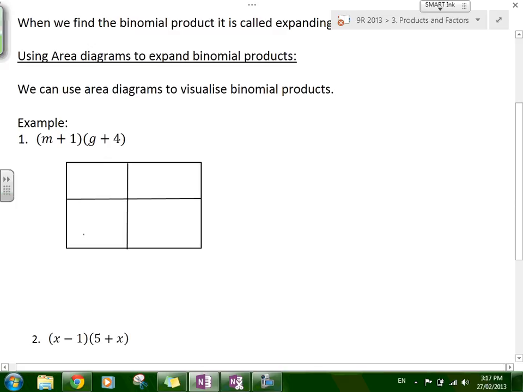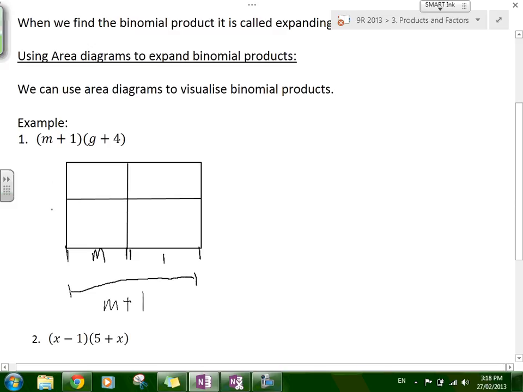If I have a look at this rectangle, it's divided into four sections. This section here, from this point up to this point, I'm going to call M. From this point up to this point, I'm going to say the distance is 1. What is the total distance from here to here? M plus 1.